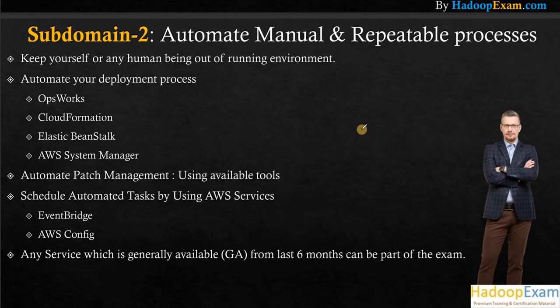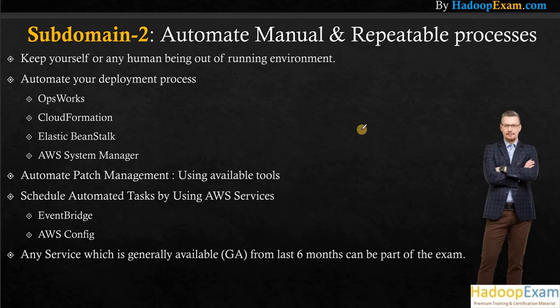Automate your deployment process. The entire deployment should be automated and it should be as agile as possible, because as soon as you commit your code it should automatically do the regression testing, unit testing, integration testing, everything should be automated. And once this testing is finished, once the approval is given, your code should be in production basically. That is the level you should have. So OpsWorks, CloudFormation, Elastic Beanstalk, and AWS Systems Manager would help you to do this.